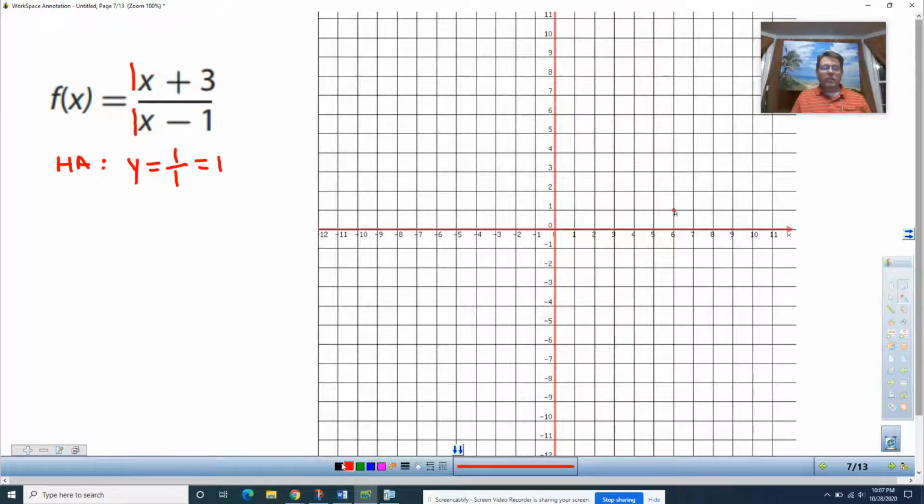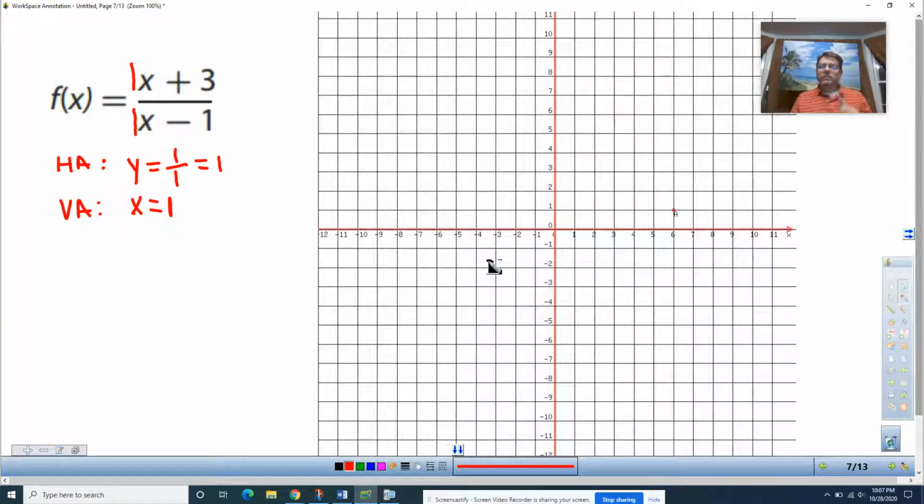And then what about our vertical asymptote? Well, remember, our vertical asymptote is whatever would make the denominator 0. So if I plugged in a positive 1, that would make it division by 0, which is very bad. So we're not going to allow that. So we have x equals positive 1.